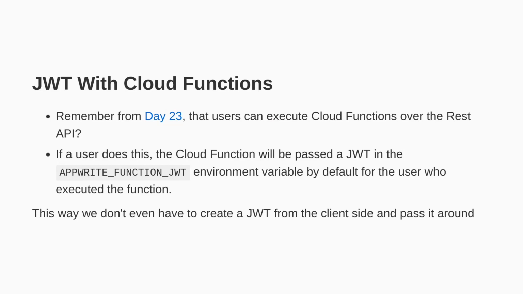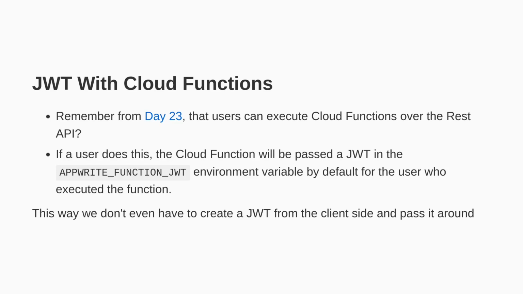JSON Web Token with Cloud Functions. In Appwrite Cloud Functions, if you remember from day 23, users can execute functions over the REST API. And if the user executes a cloud function, then the cloud function will be passed a JWT in the APPWRITE_FUNCTION_JWT environment variable by default, for the user who executed the function. So this way, we don't even have to generate the JWT from the client side and pass it around. The cloud functions handle this automatically.